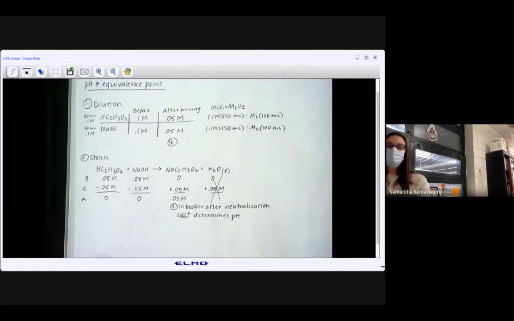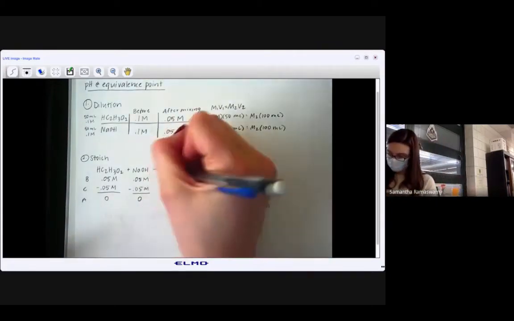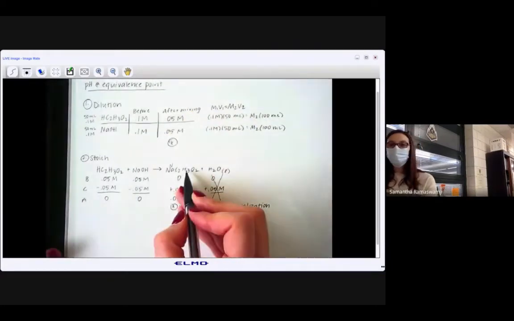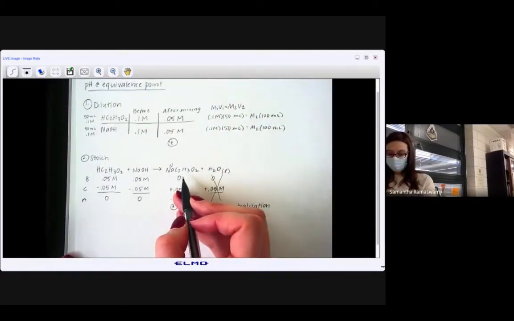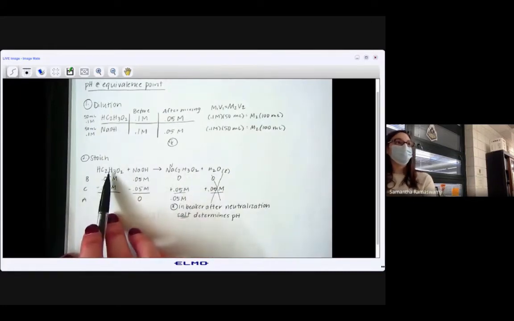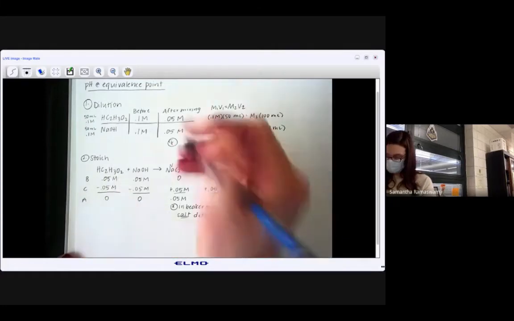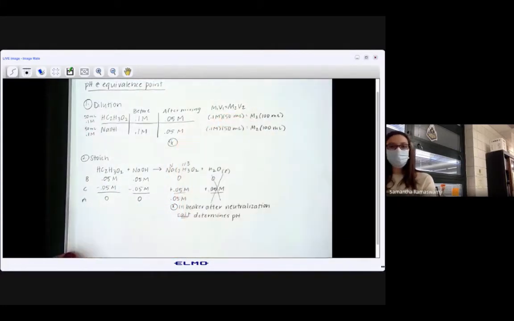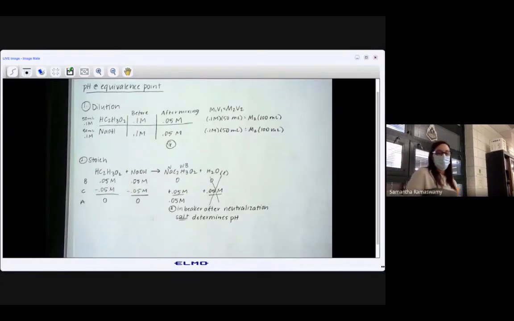So let's take a look at this salt. We have NaC2H3O2. This technically breaks apart. It's a soluble salt. Will Na plus affect the pH? No, Na plus is neutral. Will acetate affect the pH? Yeah, because acetate is the conjugate base of acetic acid. Acetic acid is a weak acid, so acetate is a weak base. So after the stoichiometry, we have the salt.